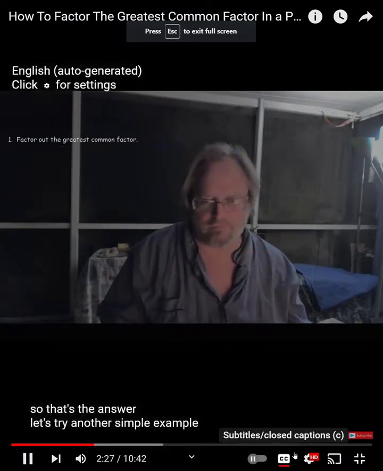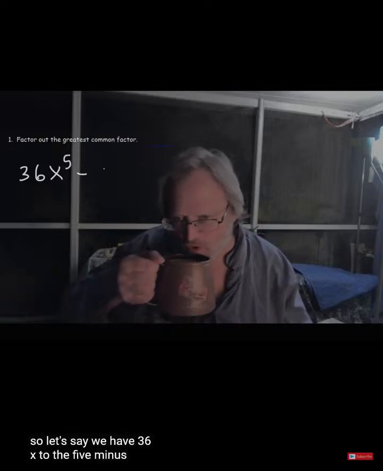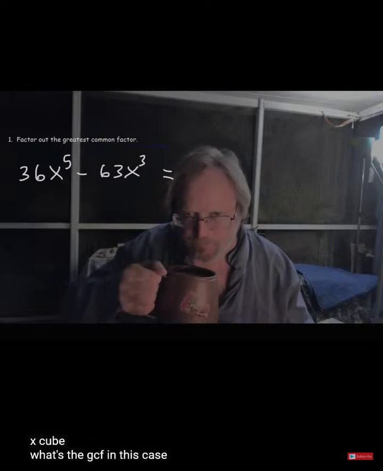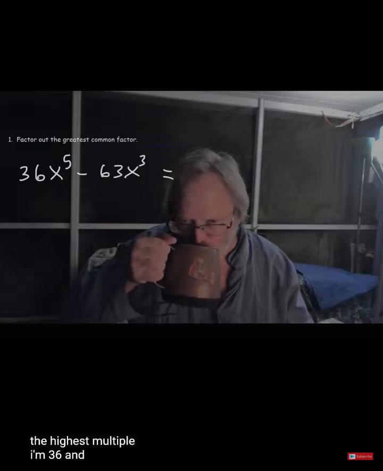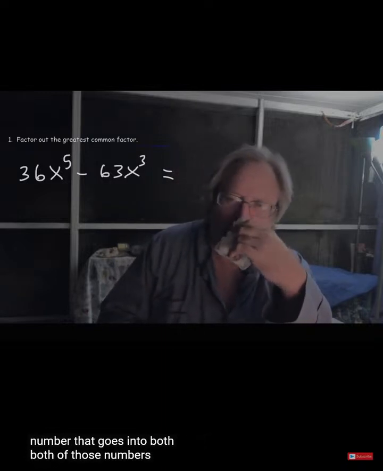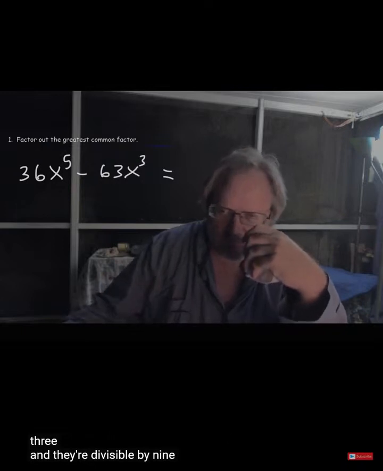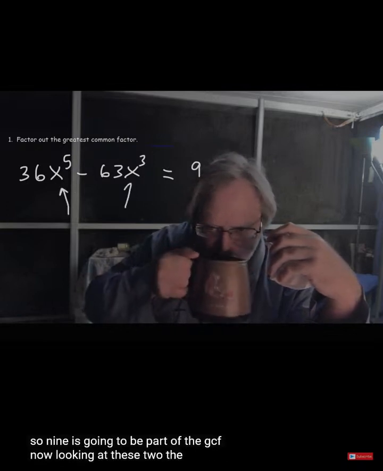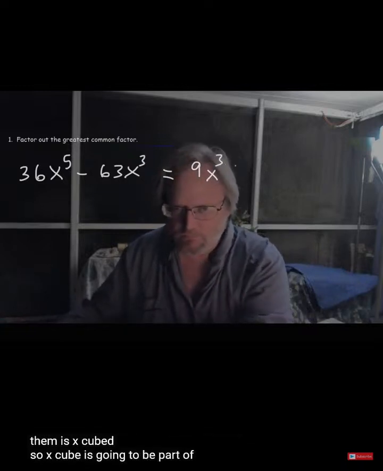Another similar example. Let's say we have 36x to the 5 minus 63x cubed. What's the GCF in this case? The highest multiple, 36 and 63. What is the highest number that goes into both? Both of those numbers are divisible by 3, and they're divisible by 9. So 9 is going to be part of the GCF. Now looking at these two, the smaller of them is x cubed. So x cubed is going to be part of the greatest common factor.